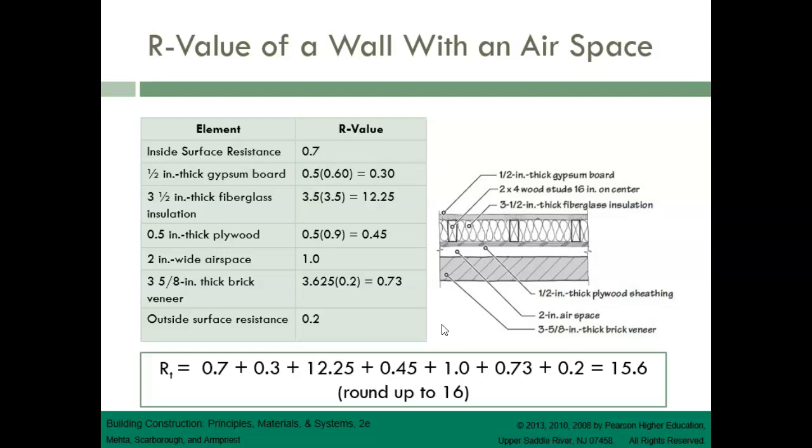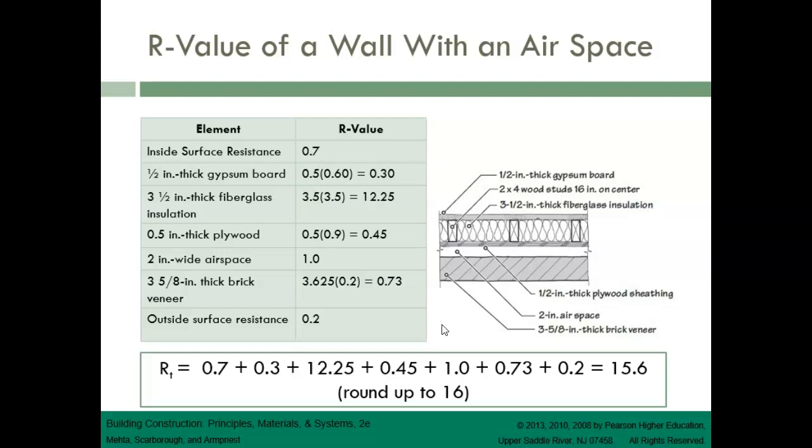Half-inch thick gypboard, and we'd have to go back to the p-value table, which is in the previous section. So 1/2 inch is the thickness. The p-value is 0.6, so our R value for a 1/2 inch thick gypboard is 0.30.